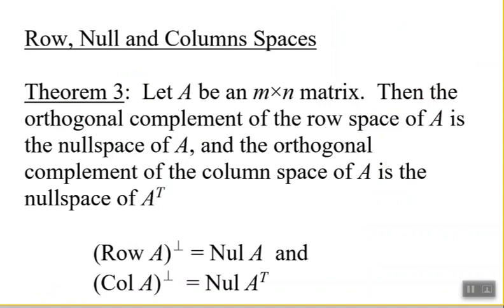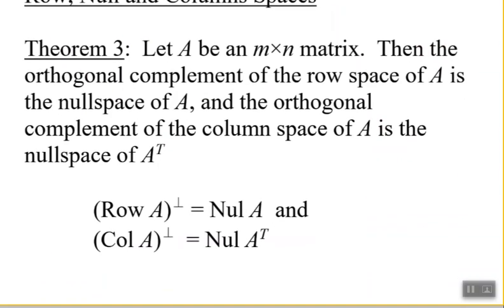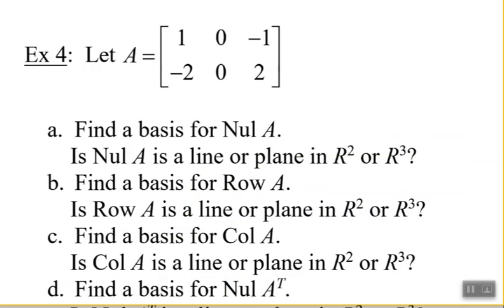So we're going to have a couple of theorems on this. We're going to see what we have for the row of A. This is saying that whatever you have in the row of A is going to be perpendicular to the null of A. And then the basis for the column of A is going to be perpendicular to the null of A transpose. So the orthogonal complement of the row space of A is the null space of A. And the orthogonal complement of the column space of A is the null space of A transpose. Let's look at a couple of examples with that.